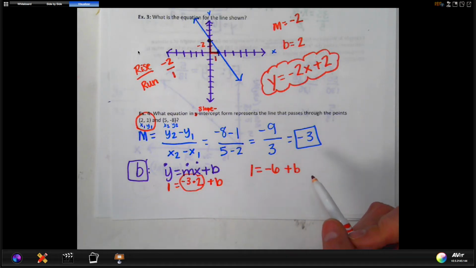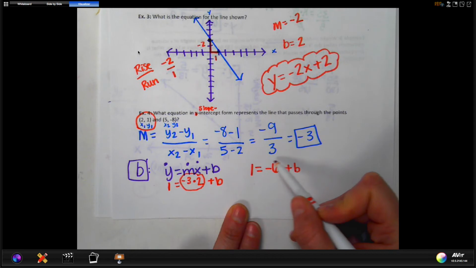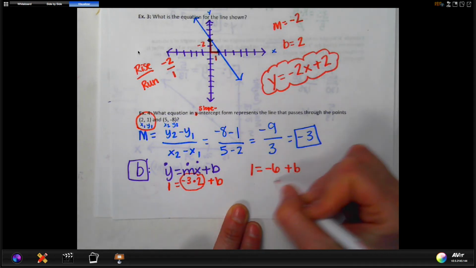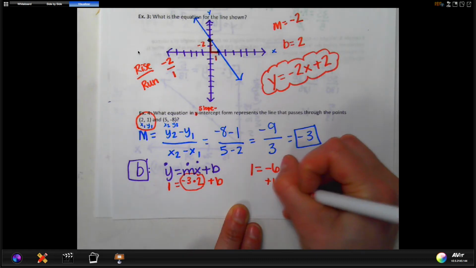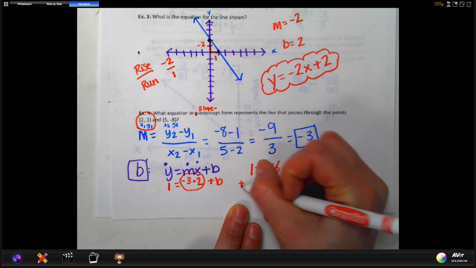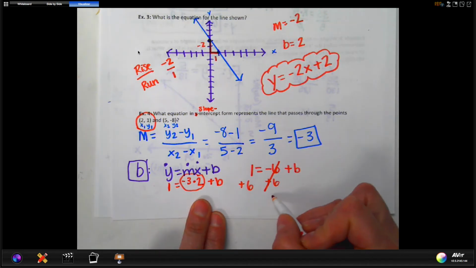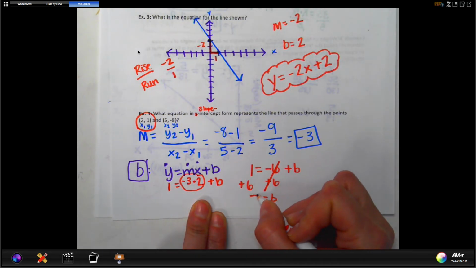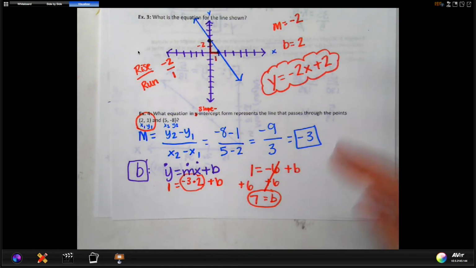But the algebraic way to do it is to cancel the -6 because it's on the same side as b. So I would add 6 here, right? And add 6 over here to keep it balanced. And b comes down, and that is going to equal 7. Okay? Now, you do all this work. That's not the answer. What's the final answer to the question being asked, though? Because the question is, what equation in slope-intercept form? Nathaniel, what's the equation? 1 equals -3 times 2 plus 7.